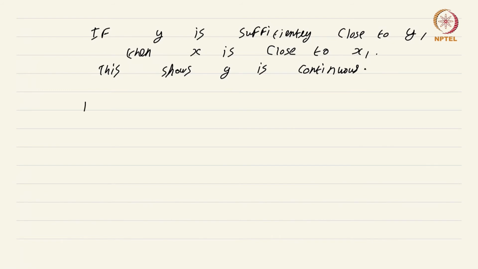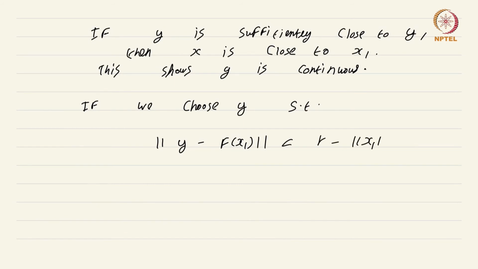Now if we choose y such that norm y minus fx1 is less than (R minus norm x1)/2, suppose we choose y in such a way that norm of y minus fx1 is less than (R minus norm x1)/2, then what happens is norm x minus x1 will be less than R minus norm x1.